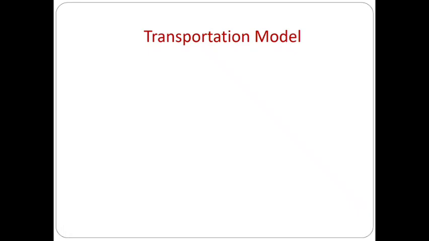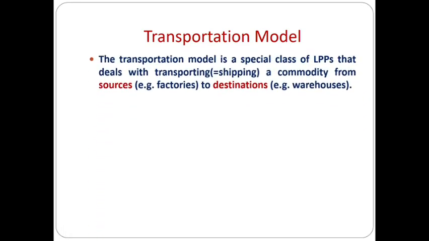First, what is the transportation model? It is a special case of linear programming problems that deals with transporting a commodity from sources to destinations. There will be a single commodity available and there are various sources and various destinations. Our job is to transport that particular single commodity from various sources to various destinations so that the total transportation cost is minimum.